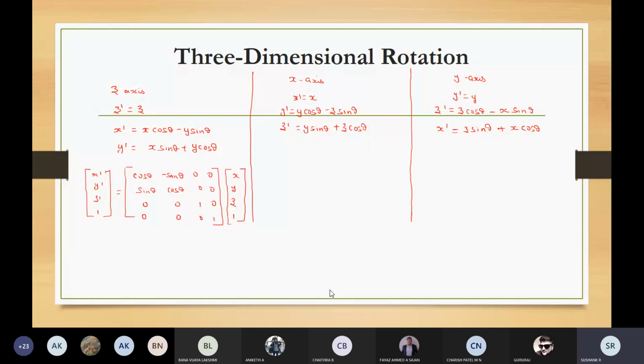Similarly, when looking along the x-axis, x dash will be equal to x and y dash is equal to y cos theta minus z sin theta, and z dash is equal to y sin theta plus z cos theta. And when it is looking along the y-axis, y dash is equal to y, and z dash is equal to z cos theta minus x sin theta, and x dash is equal to z sin theta plus x cos theta. So this is the formula representation.